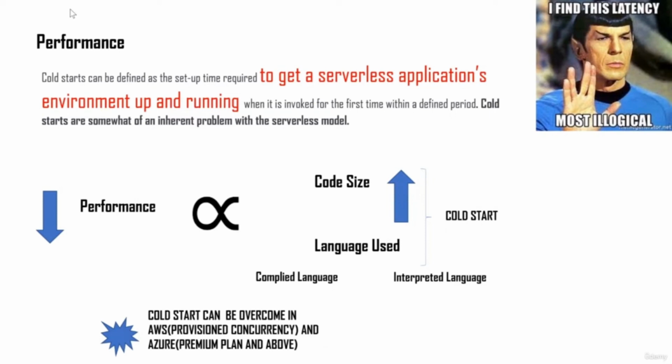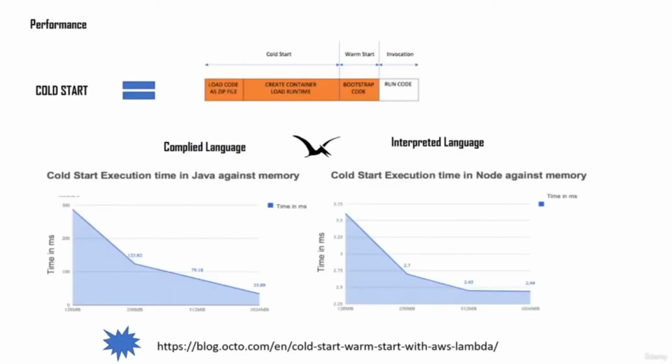AWS has a concept called provisioned concurrency, and in Azure you can use a premium plan and above to overcome cold start. However, these are expensive ways to overcome cold start, and it would cost you more to use these services. So now let's look at what cold start is in a more diagrammatic way.